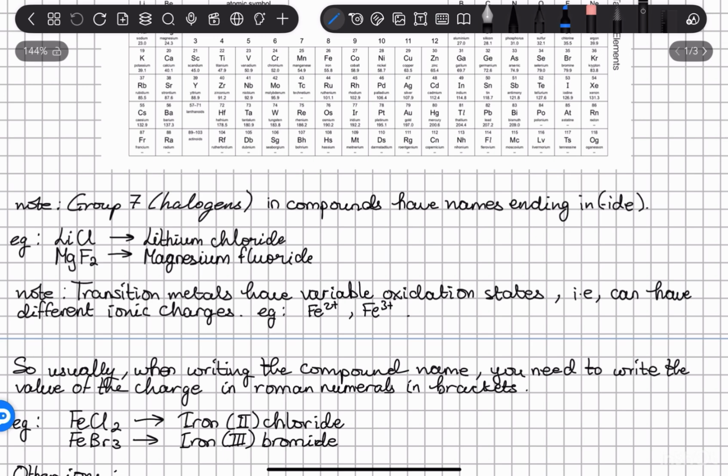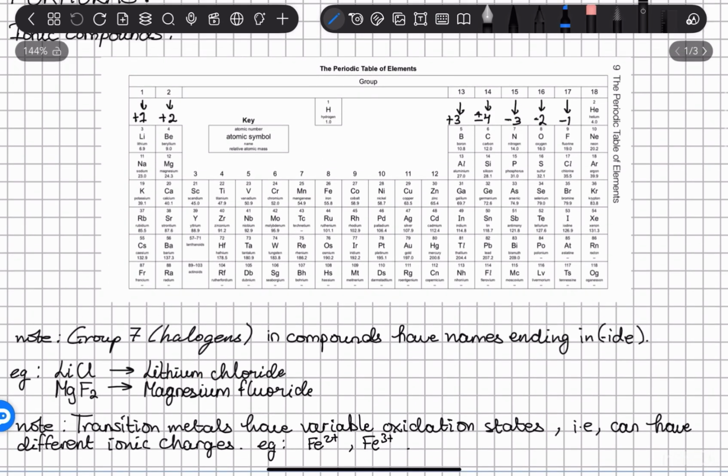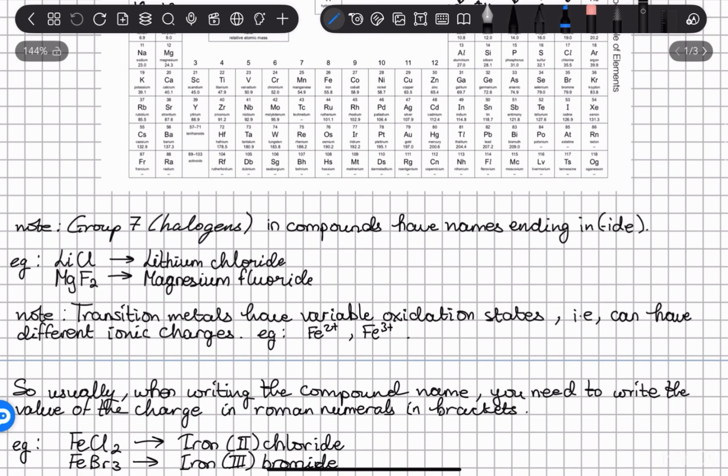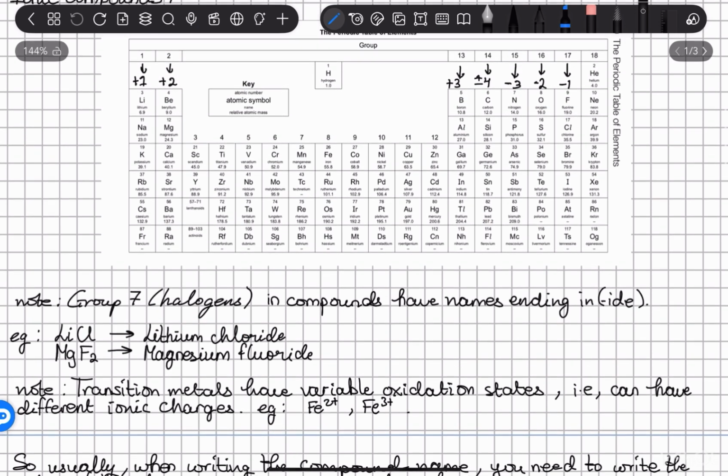It's very simple. So you have lithium chloride, lithium is +1 and chlorine is -1. So you only need one lithium atom and one chlorine atom to bond and form lithium chloride. An ionic bond is essentially between a metal and a non-metal.